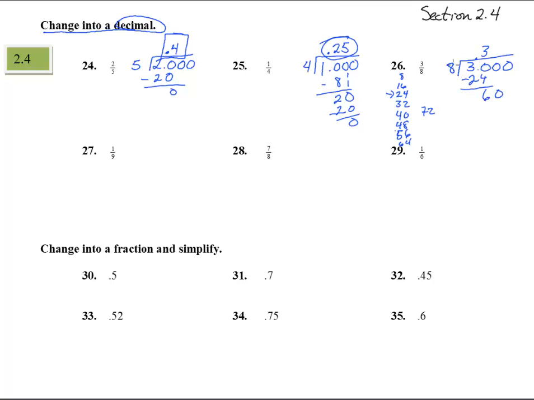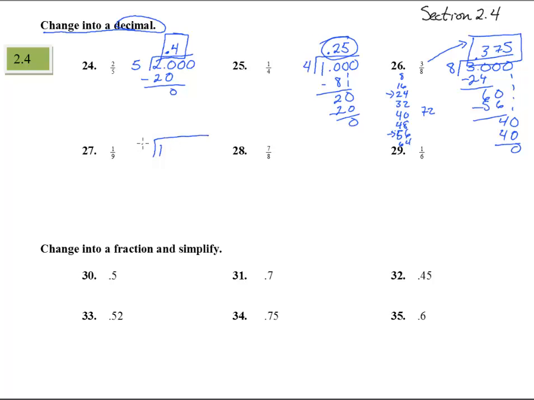Drop down a 0. 8 goes into 60. It looks like 56 down here. That's 1, 2, 3, 4, 5, 6, 7 will give us the 56. And there's 4 left over there. Drop that 0 down. Oh, look, we had to use all the zeros this time. 8 goes into 40 5 times exactly. So we're done. 0.375. 3/8 is 0.375.